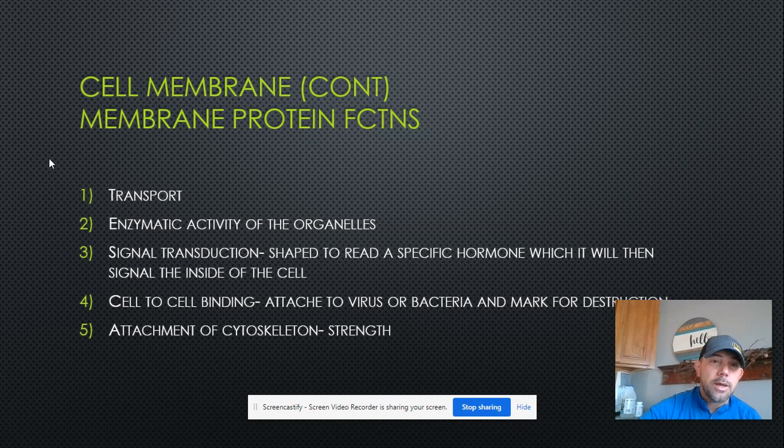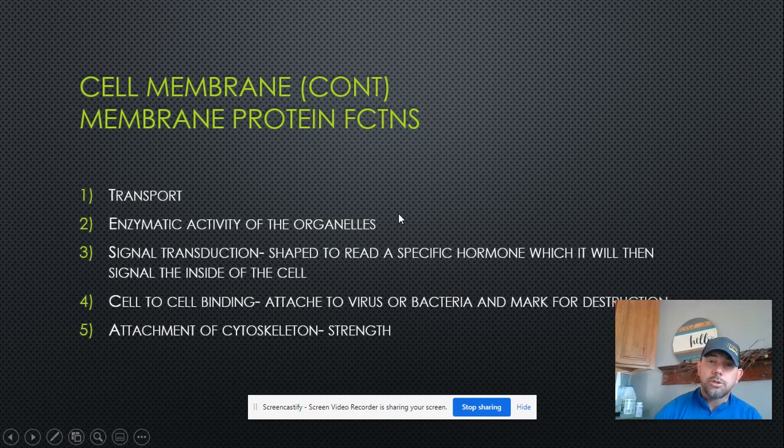Okay, we know proteins make up enzymes, or enzymes are made up of proteins. And so therefore we're going to find some of these enzymes located in the membrane itself, and they can simply change shape and become activated by certain hormones that you're going to find floating throughout the body, as they come in contact.